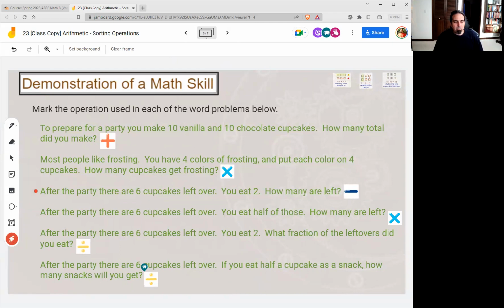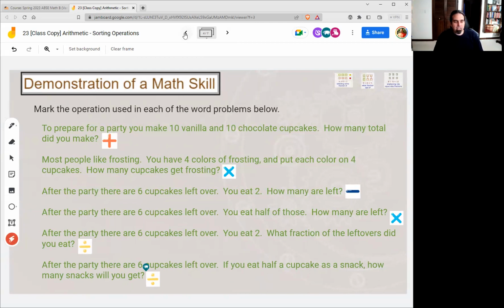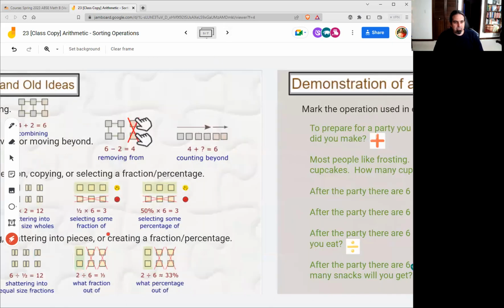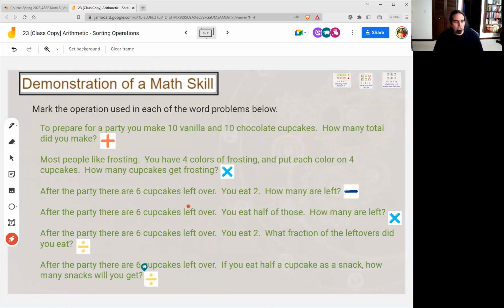After the party, there's 6 cupcakes. I eat 2 of them. How many are left? I'm taking away. My hand is grabbing 2 cupcakes. And the ones I want to go over. After the party, there are 6 cupcakes left over, and I eat half of those. How many are left? So, whoops, that is here, this picture.